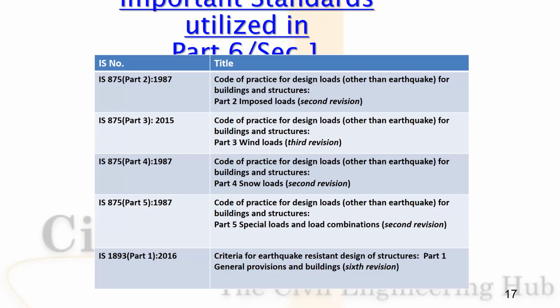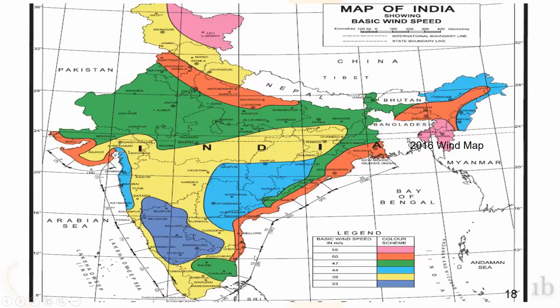Important standards used in Part 6. IS 875 Part 2, code of practice for design loads. IS 875 Part 3, code of practice for design loads other than the earthquake: wind load. IS 875 Part 4, code of practice for design loads, that is, Part 4 will be snow loads. IS 875 Part 5, design loads other than the earthquake: special loads and load combination. IS 1893, criteria for earthquake design of structures.